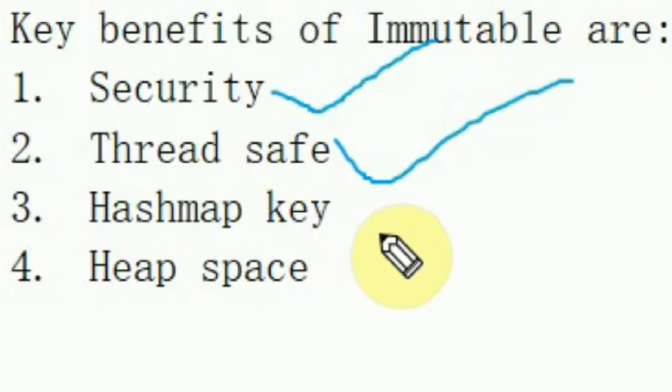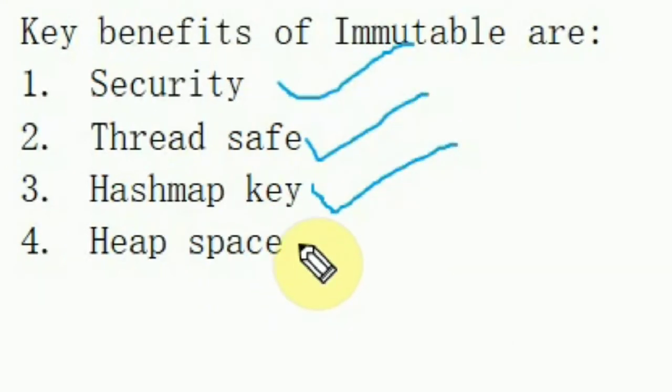And the next is hash map key. String is mostly used as the object for hash map keys. Since string is immutable, its hash code is cached at the time of creation and doesn't need to be calculated again. And the next one is heap space. String immutability helps in saving a lot of Java heap space because different string variables can refer to the same string object in the pool. We'll see this with an example.